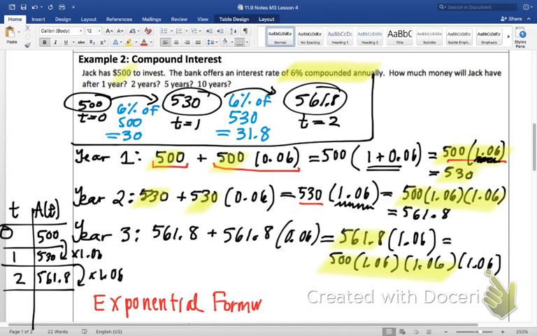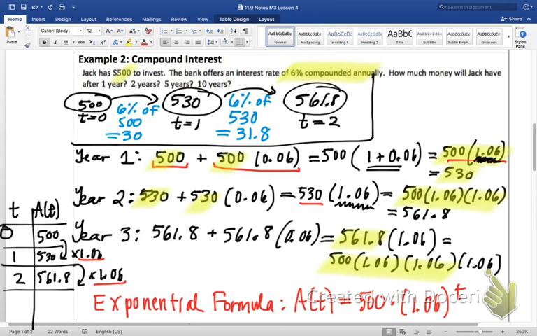So the idea of that would be, I'm going to have A of t, or the amount of money that he owes back, would be the initial amount of the 500 times 1.06 raised to the t power, right? Because after 1 year, we're multiplying by the 1.06 once. After 2 years, multiplying by it twice, and it keeps going from there.